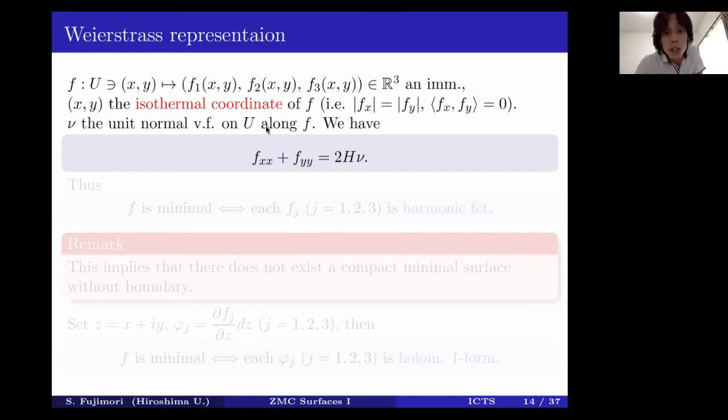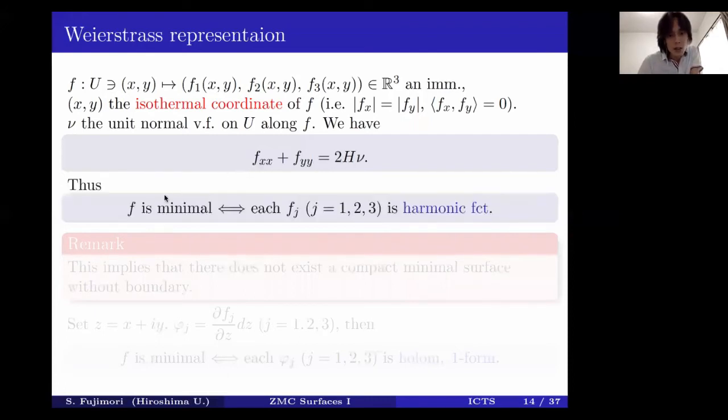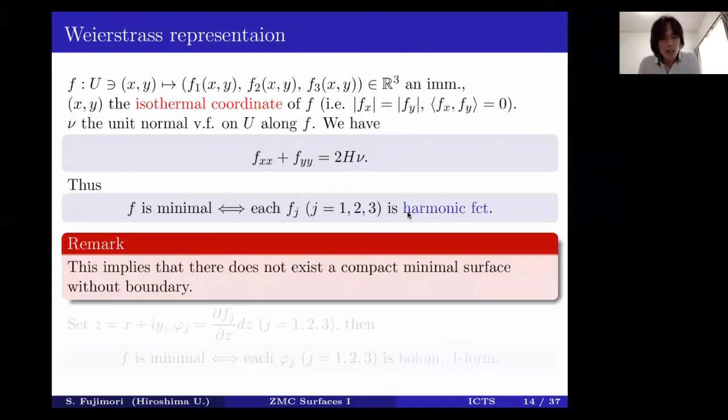Then by direct computation, we have F_xx plus F_yy equal to 2 times H times nu. Thus F is a minimal surface if and only if each Fj is a harmonic function. Okay. And this implies that there does not exist a compact minimal surface without boundary. So if there is a compact minimal surface without boundary, then the maximum principle implies that these Fj are constant, and so F becomes a point. So there does not exist a compact minimal surface without boundary.